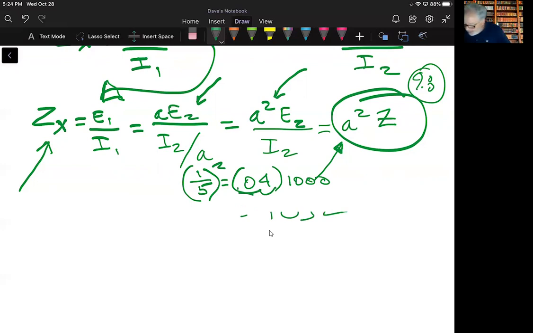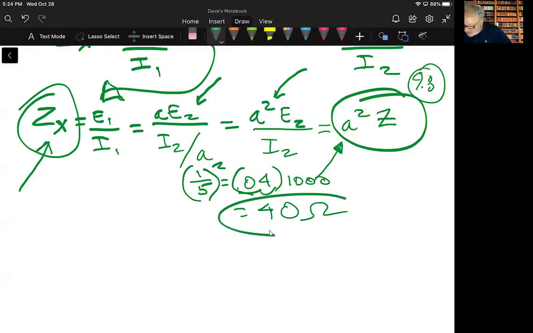So what does that mean? Well, what that means is the source would see that load at the secondary not as a 1,000 ohm resistor, but as a 40 ohm resistor, okay? Don't overthink it. Don't try to take that to any place else right now. Just recognize that that's the case.